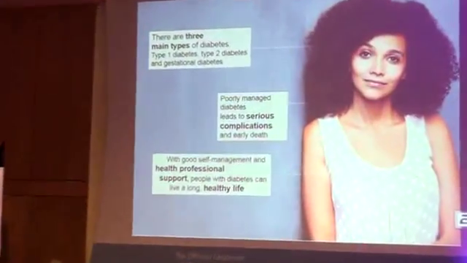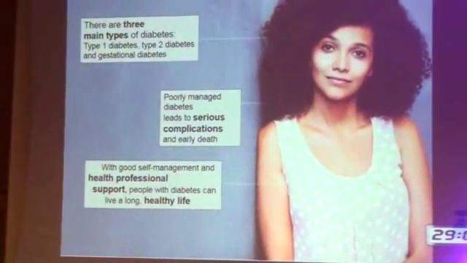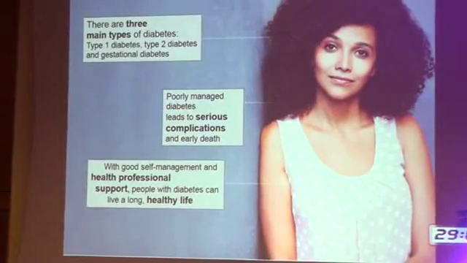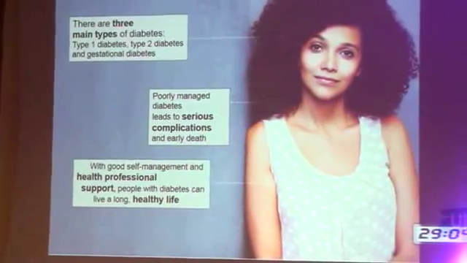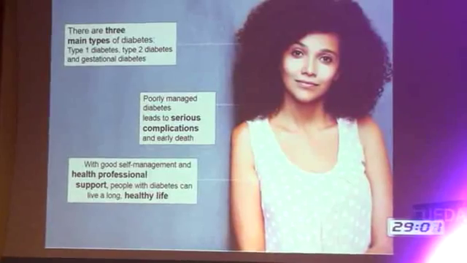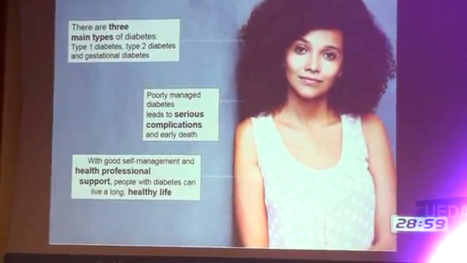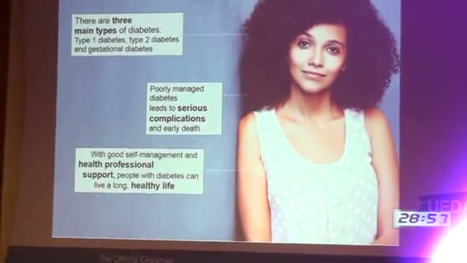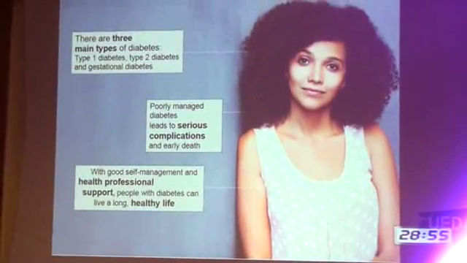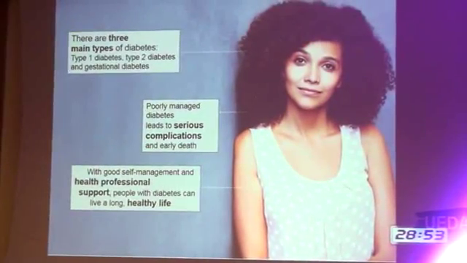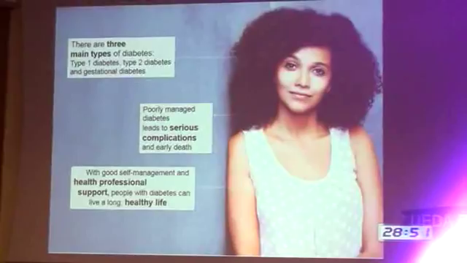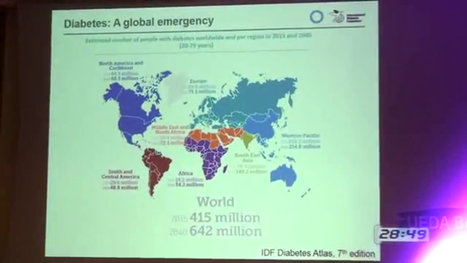As we all know, we're dealing with three main types of diabetes: type 1, type 2, and gestational diabetes. But poorly managed diabetes leads to serious complications and early death. With good self-management and health professional support, people with diabetes can live longer and healthier lives. Very simple as that. But here's the fact.